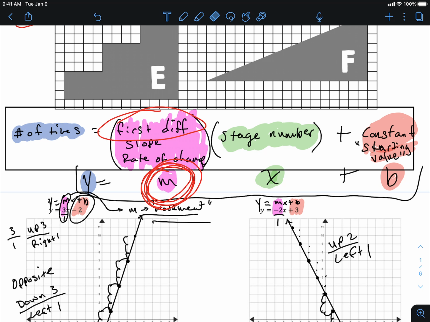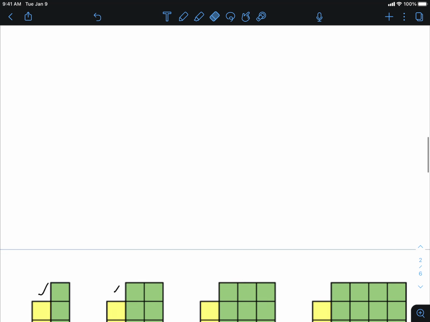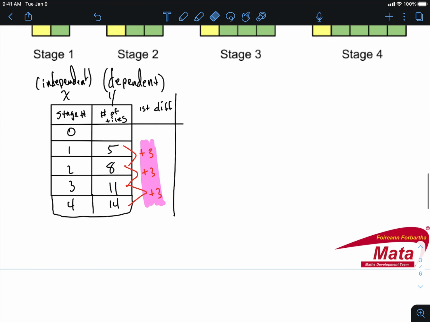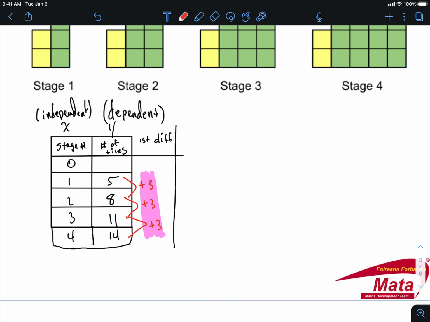So if I were to go back down to my visual pattern there, I'd say, okay, the number of tiles, or Y, equals the first differences, 3, times the stage number, X. But the problem is, I don't know what my starting value is. That goes right here. I don't know what it is yet.